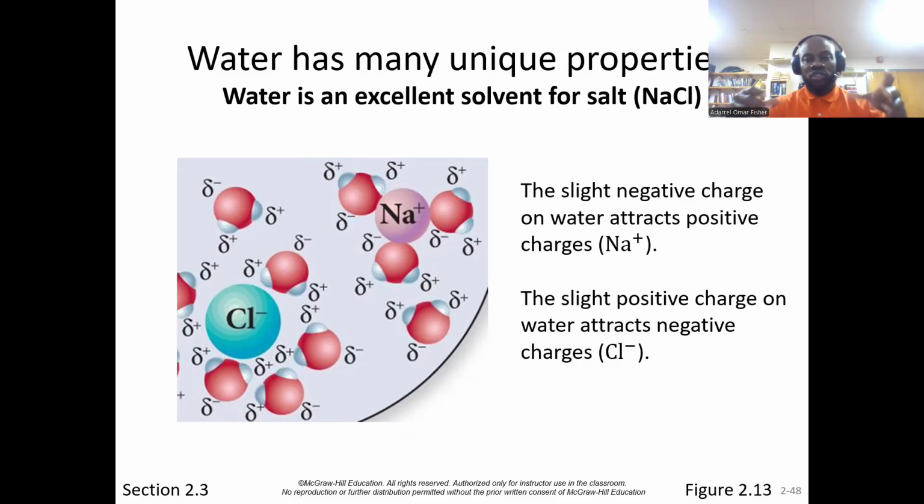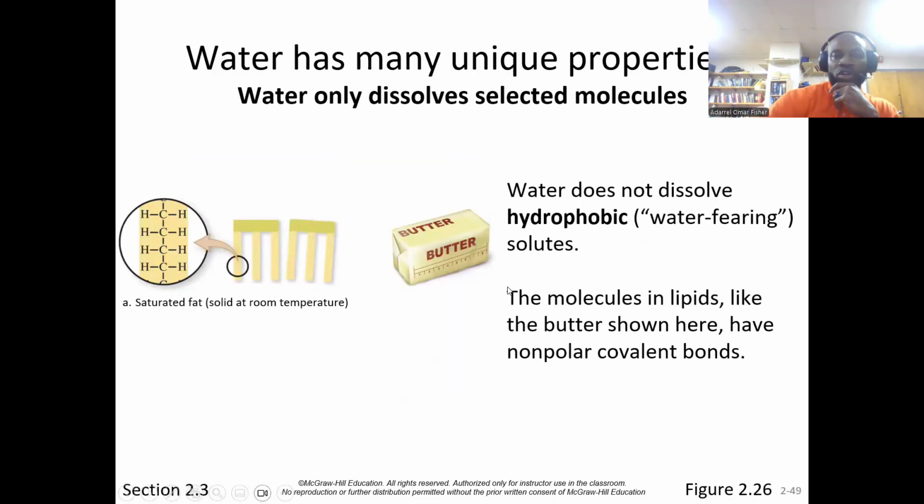And so when salt, NaCl, Na positive, Cl negative, dissolves in water, you notice that the sodium is attracted to the negative charge of the oxygen, and then the chlorine is attracted to the positive charge of the hydrogen ions. And so we have that with our water.